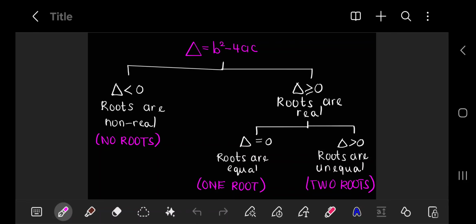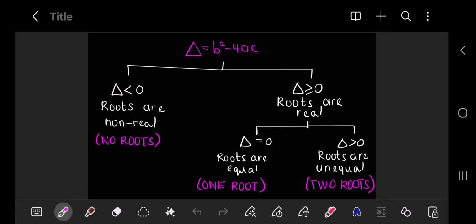So 0 or a positive value. Now firstly, if the discriminant is less than 0, that means that the roots are non-real. So that was the case where we had the negative underneath the square root, because remember, your discriminant is underneath the square root from your quadratic formula. In that case, there will be no roots. But we'll talk more about roots just now.